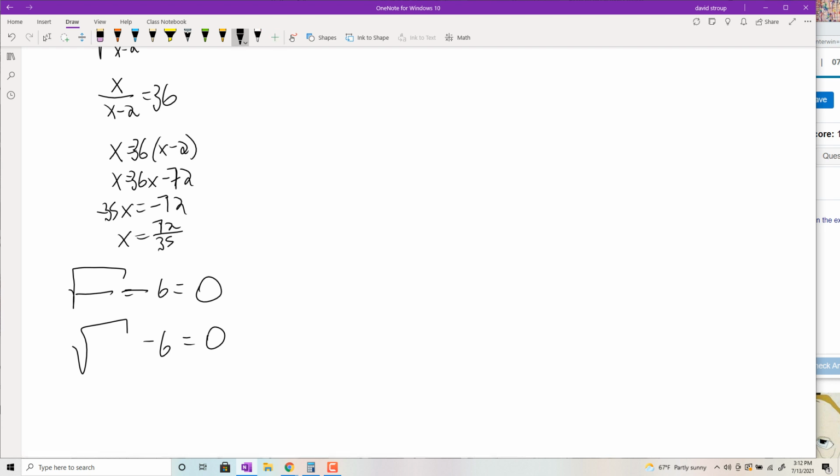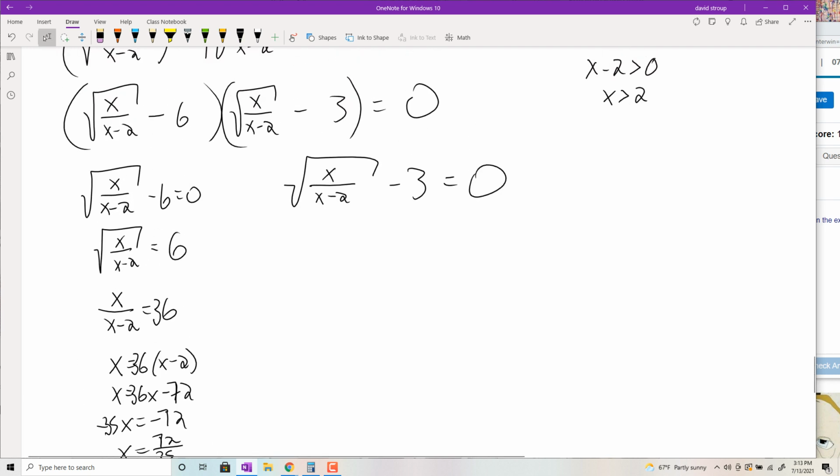Okay, so 72 over 35 all over 72 over 35 minus 2, which is the same as 70 over 35. So you get 72 over 35 times 35 all over 2, and then that'll work. So you get the square root of 36 minus 6. 2 goes in the 72 36 times. Those will cancel. And you get 6 minus 6, which is 0. It works. Okay, let's try the other one.